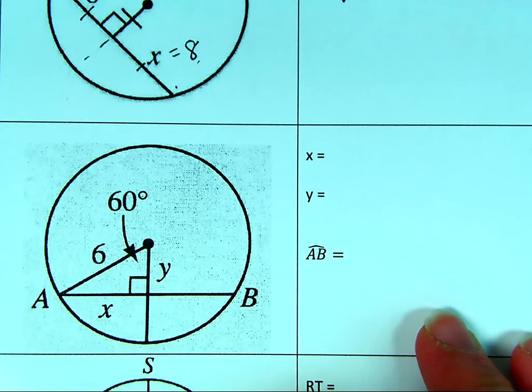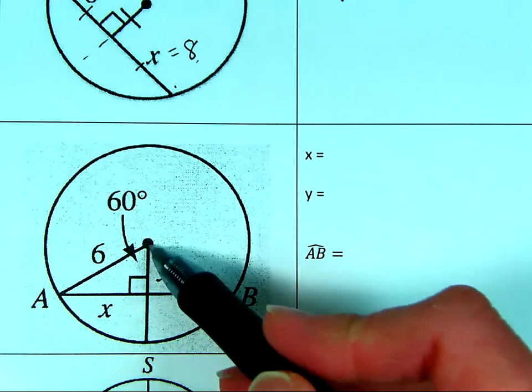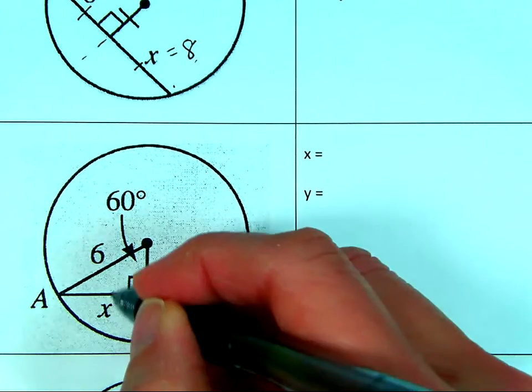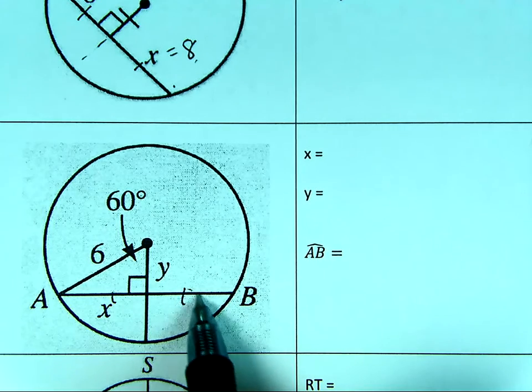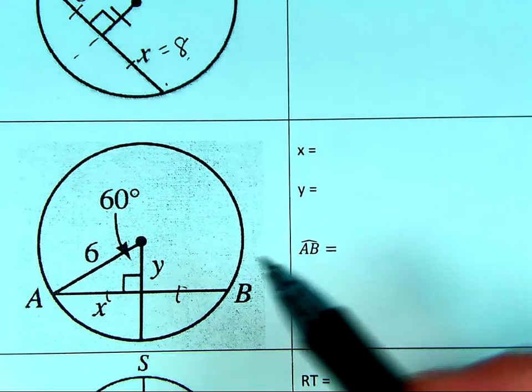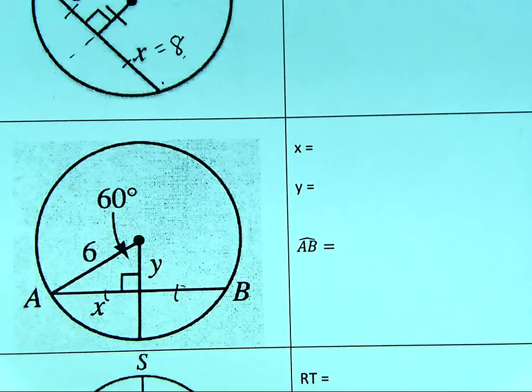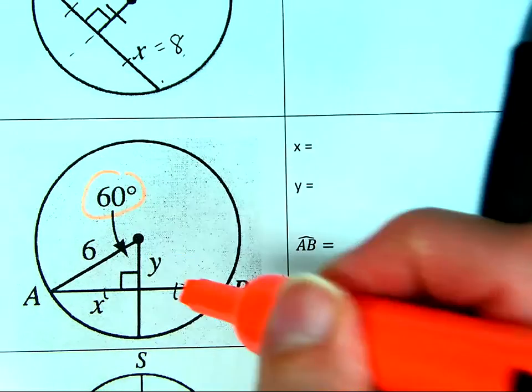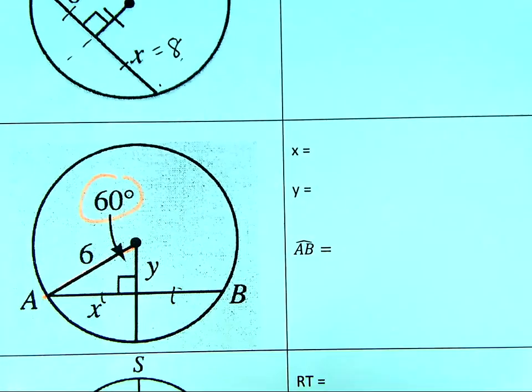Okay, so this one, again, I see this is perpendicular, right? So that means this is equal to this. That doesn't really help me, because I don't know anything about this. So I have to consider what I'm doing here. I notice a 60. Now, why is that important? That's super important, because we have a 30, 60, 90 triangle.